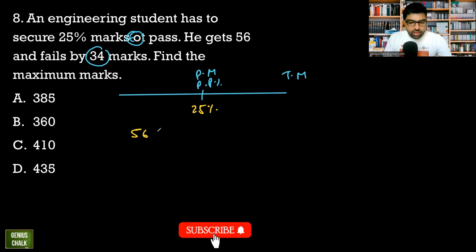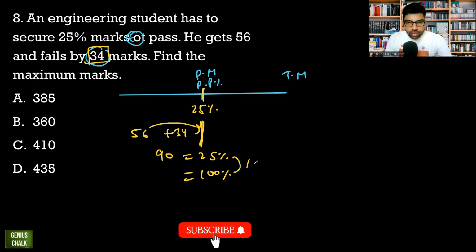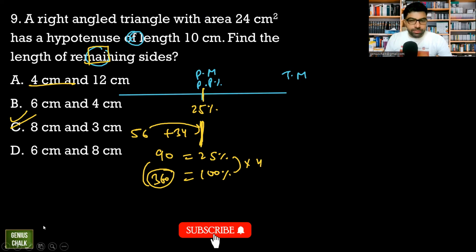That means he's here. So if I give him these 34 marks, he will be passed. He will be on this line, passing marks line. So that means 56 plus 34, 90 marks is that 25% marks of the total marks, right? So can you find 100%? Yes. So 25% is this. So just multiply into 4. So into 4 is going to be 360. That is the total marks. That is called the maximum marks. So this is my answer.